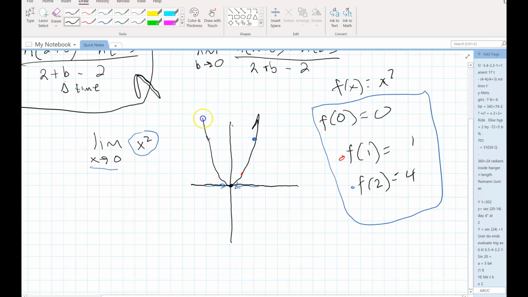This is what x squared looks like, right? I'm looking at x squared, and so I'm kind of mirroring my approach. As I come along the x-axis, I'm looking at what the y is doing, and I'm trying to figure out where the y is headed. Well, in this case, it appears that the y is headed towards 0. So in this case, the functional value at 0 and the limit as x approaches 0 are the same answer.